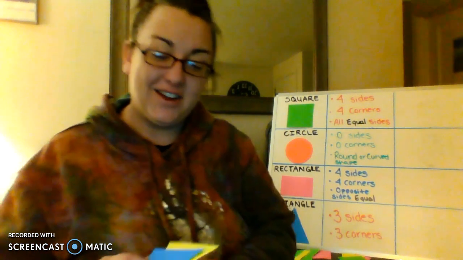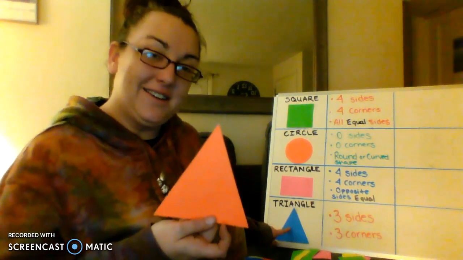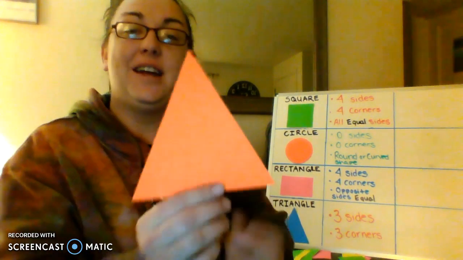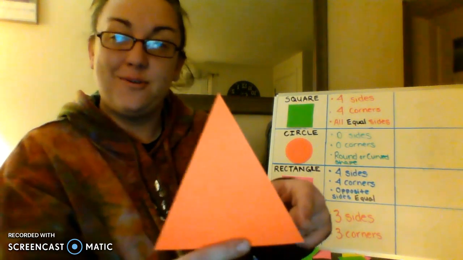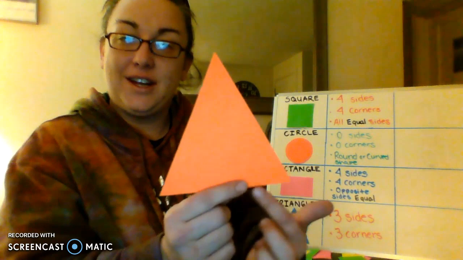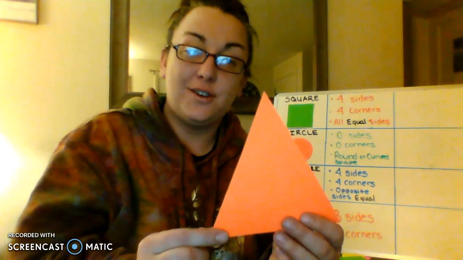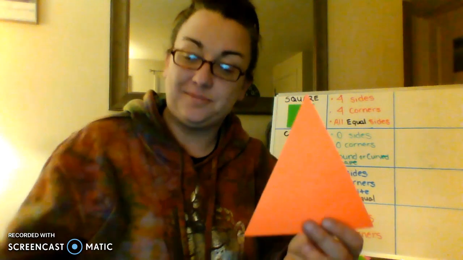All right, our last shape we're going to do is a triangle. All right, let's count the sides. 1, 2, 3. A triangle has 3 sides. All right, now let's count the vertices or the corners. Count them with me. 1, 2, 3. A triangle has 3 sides and 3 corners.